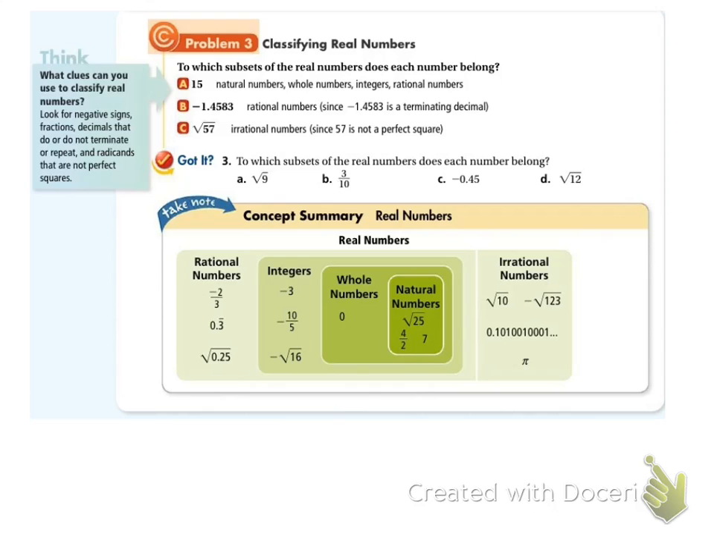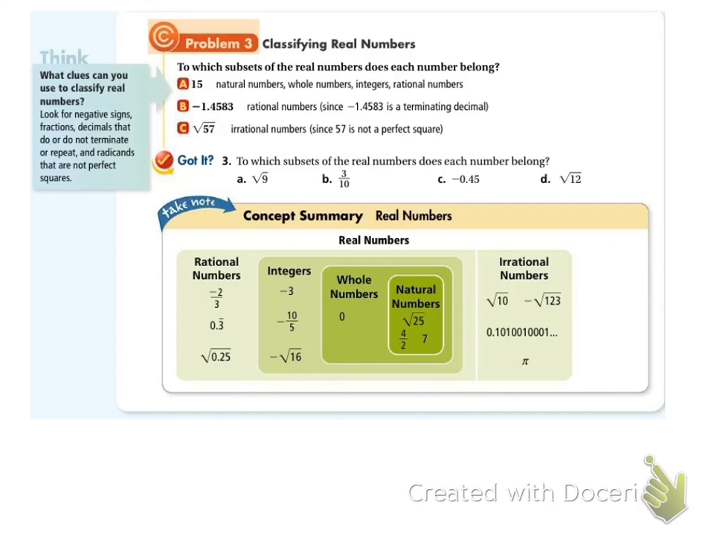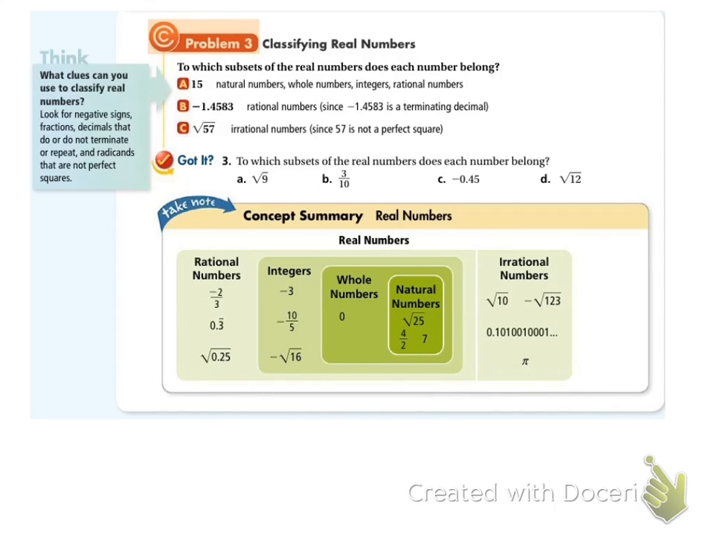So here's a picture to go with it. This whole thing is real numbers. And within that we have the irrational numbers over here. And this chunk, which is all the rational numbers. And then within the rational numbers we have the integers, the whole numbers, and the natural numbers.